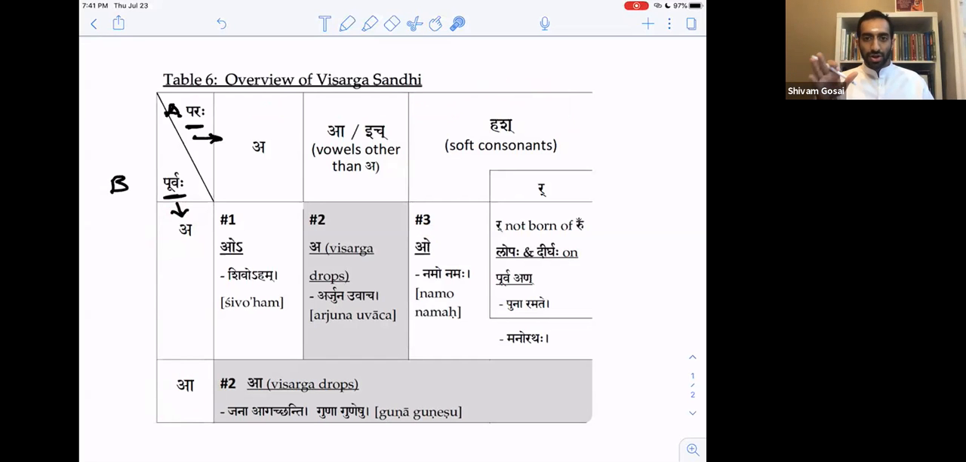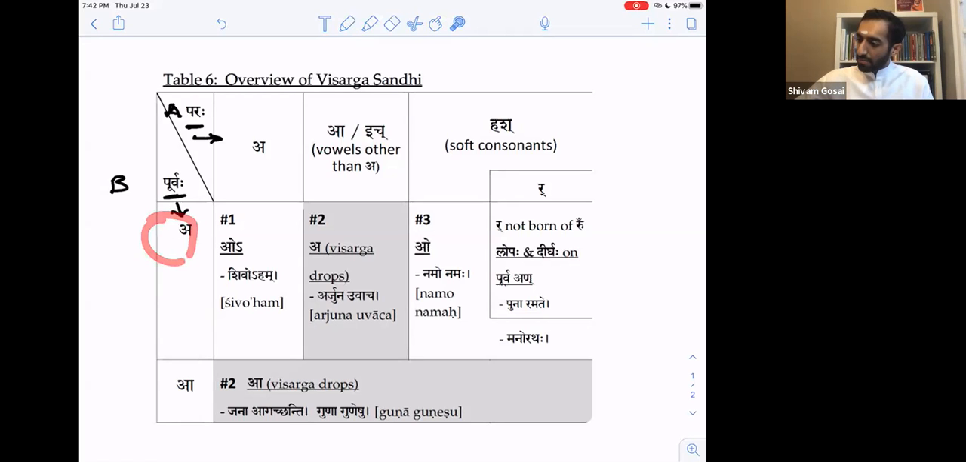So this chart is really helpful. Akara plus anything, essentially, anything except for hard consonants, the visarga drops there. So far, we'll look at this much right now. Okay, we're going to look at this.